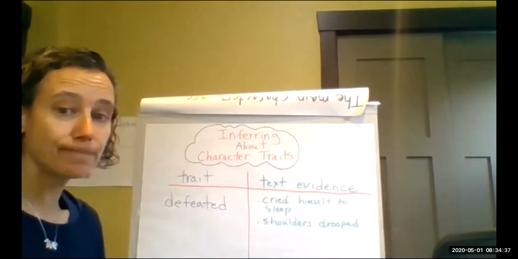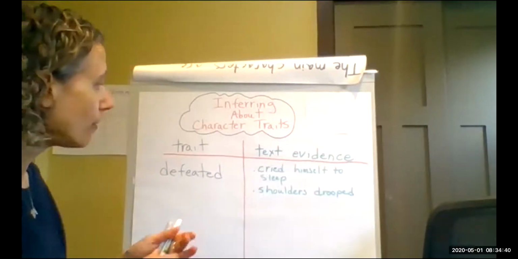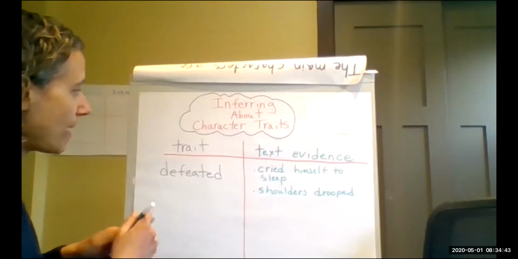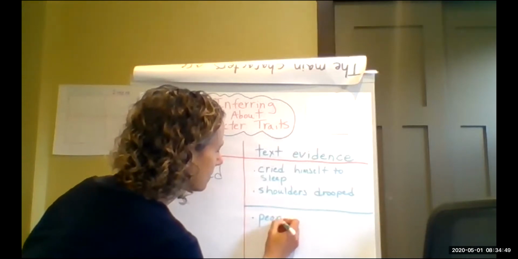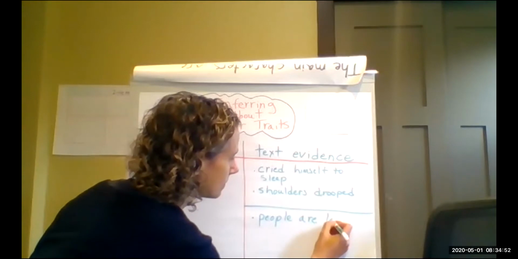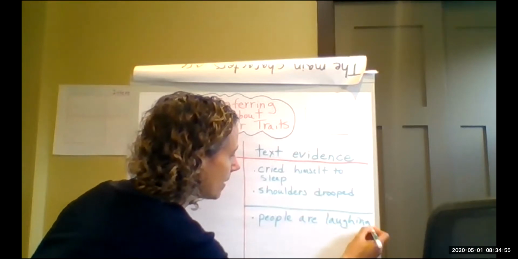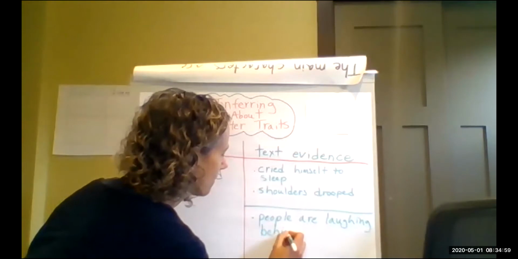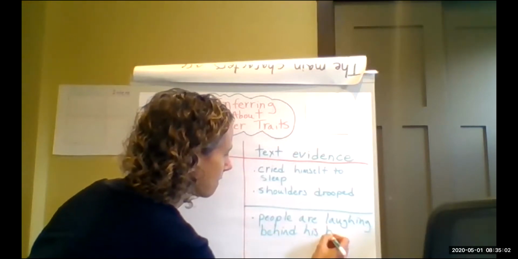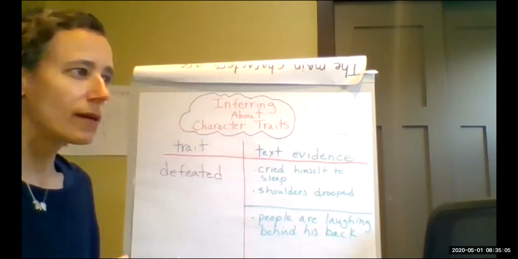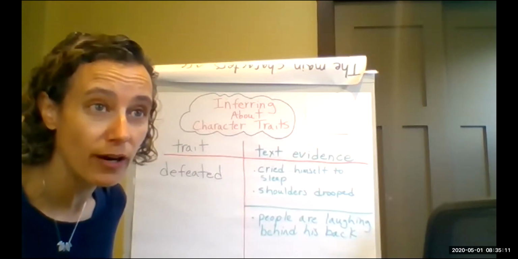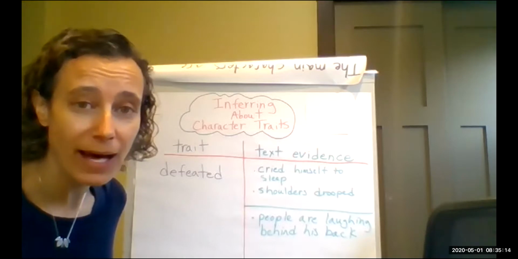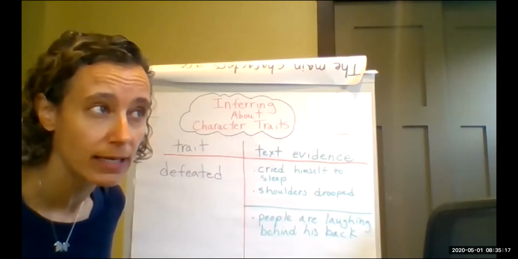Okay, readers, here we go. We know that this is a thought that Pepe is having. He is thinking that people are laughing behind his back. Now, as a powerful reader, I need to figure out if I know what it means to do something behind someone else's back.